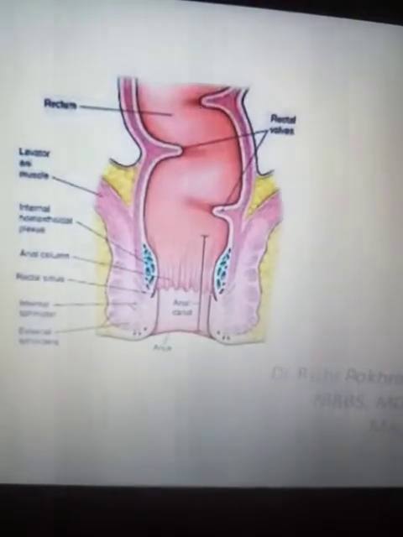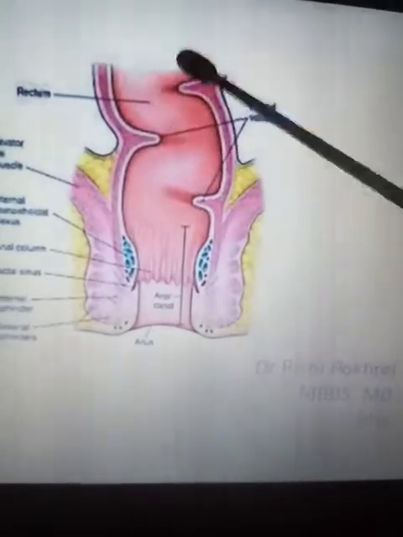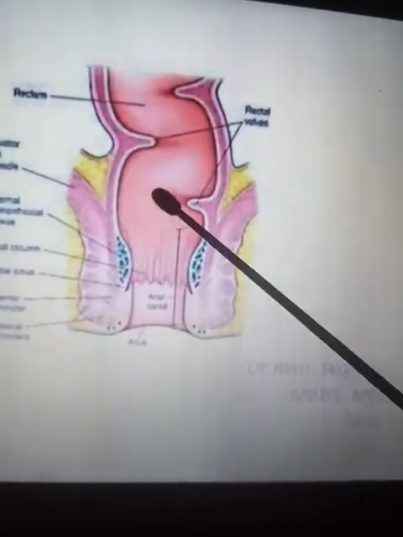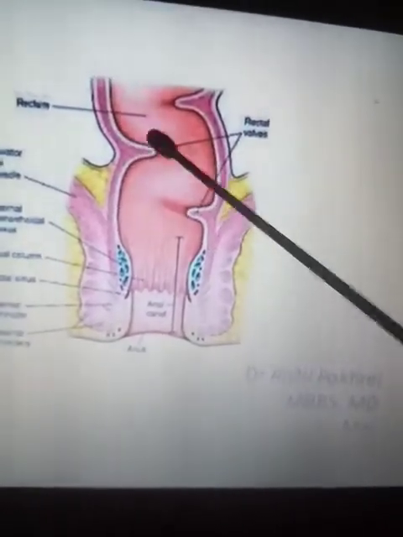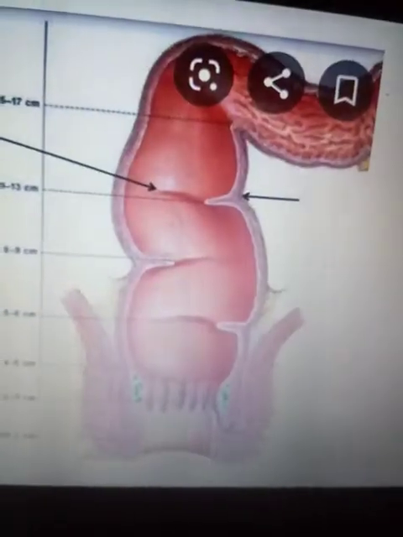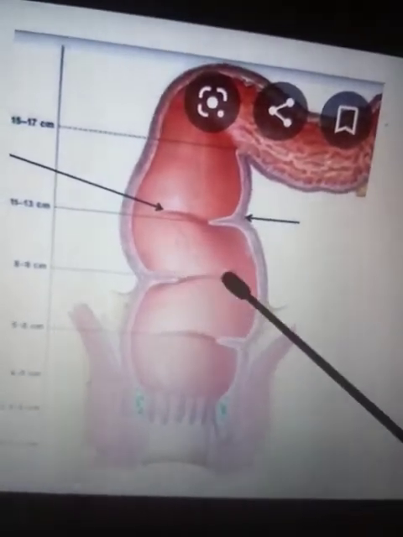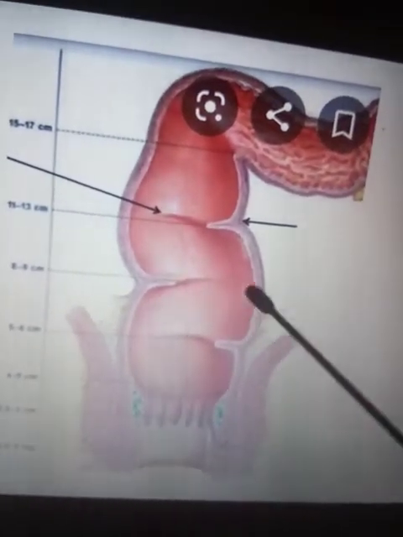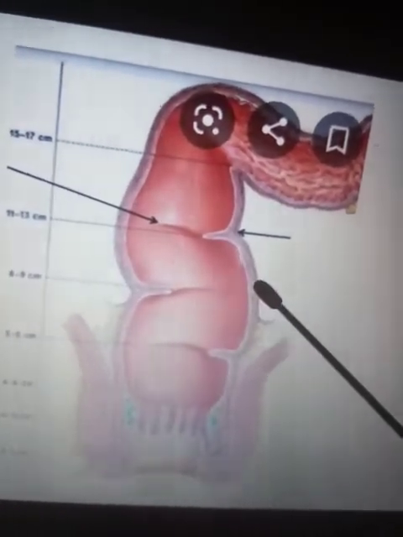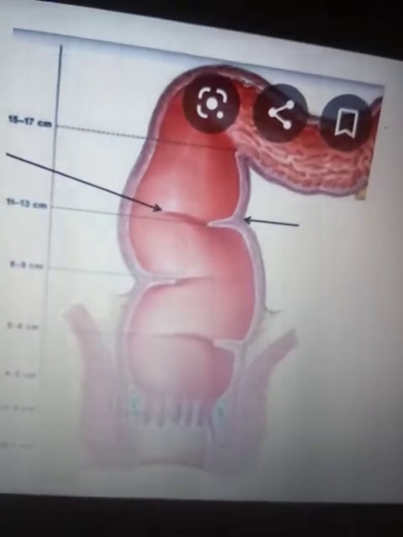Then the functional parts of your rectum. Functional parts means your third transverse fold. I will show you the previous pic. Up to this place, your rectum is developed from the hindgut, and the lower part is developed from the cloaca.